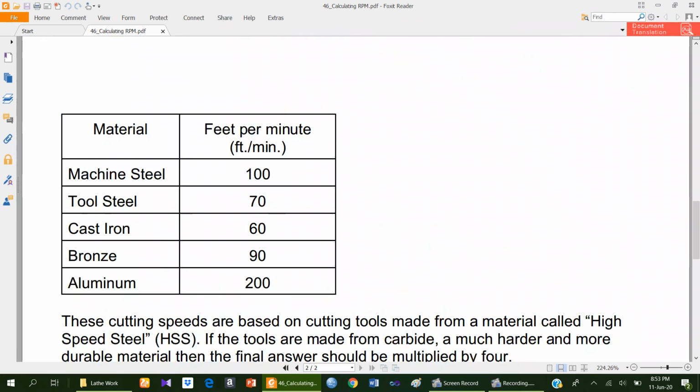The cutting speed of some of the materials in feet per minute is given in this table. For example, the cutting speed of machine steel is 100, tool steel is 70, cast iron is 60, bronze is 90, while the cutting speed of aluminum is 200. These cutting speeds are based on a cutting tool made up of a material called high-speed steel. But if the tools are made up of carbide, which is a much harder and more durable material, then the final answer will be multiplied by 4.